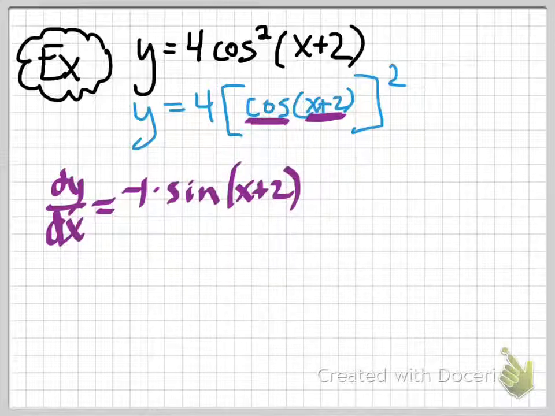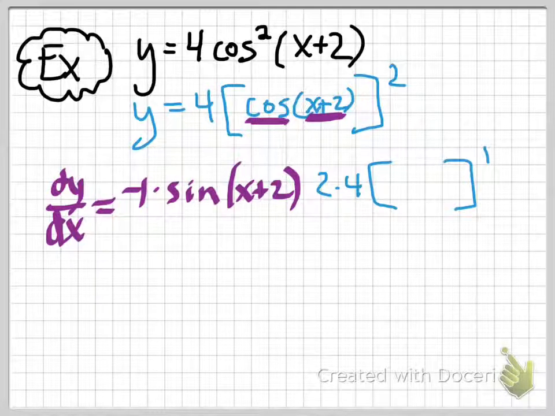Times the derivative of the outside. So now let's think outside here for a moment. I'm now looking at something squared. So power rule this thing, something squared. Well, it's 4 something squared. So if you really think about it, power ruling it is going to give us 2 times 4 something to the first power. And then that something stays the same, cosine of x plus 2.